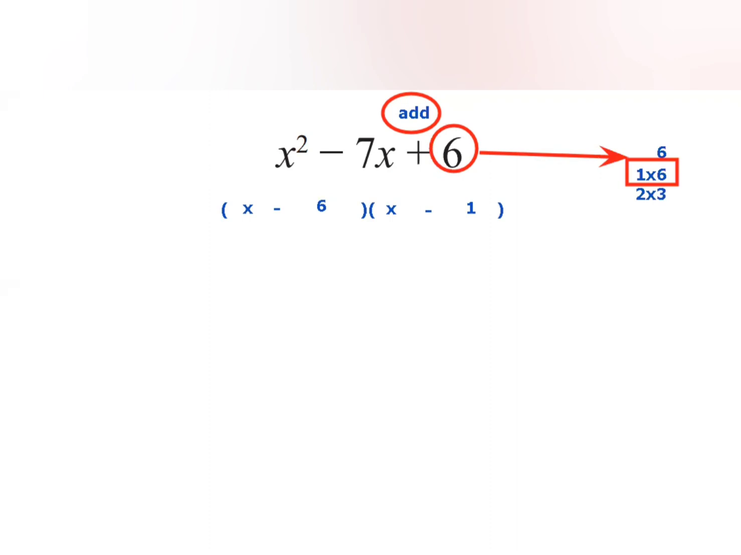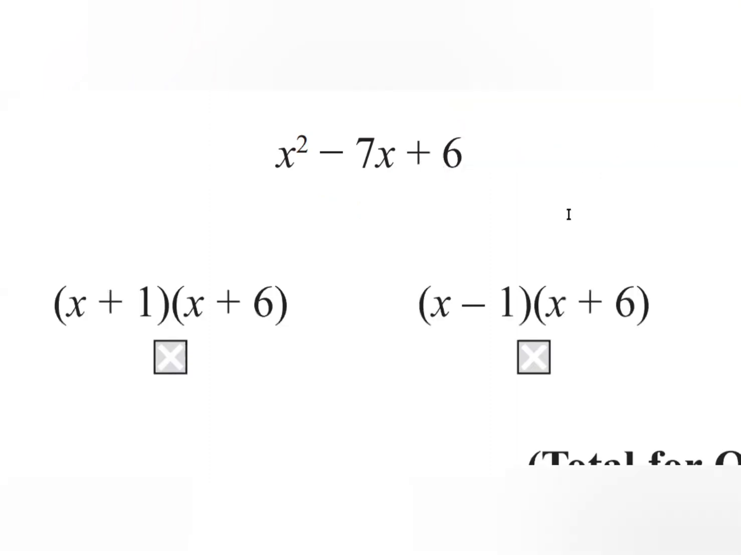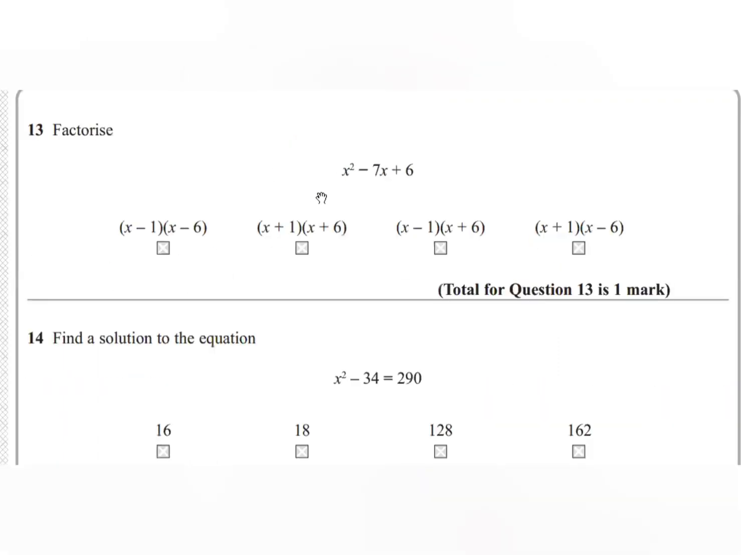Now, let's check x minus 6, x minus 1. Let's check the answer, which is A. Very good. X minus 6, x minus 1. Now, you can watch the video again, and you can watch the other video that explains the right steps of factorizing quadratic equations. Now, let's move on to the next question.